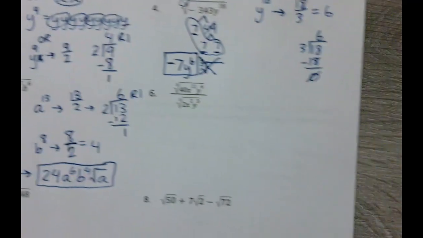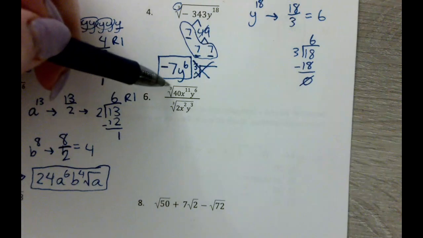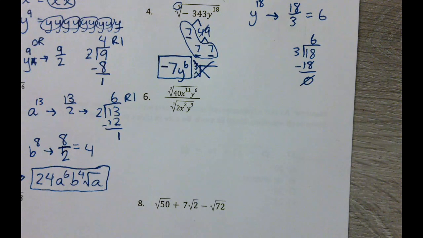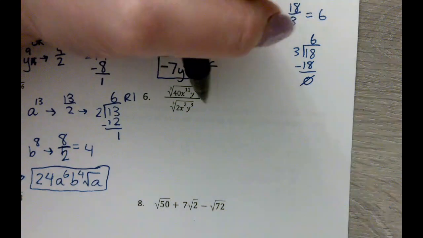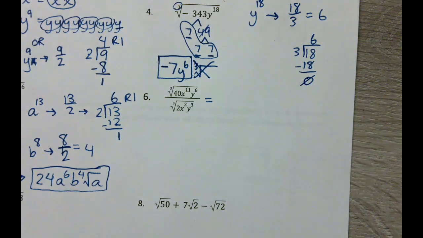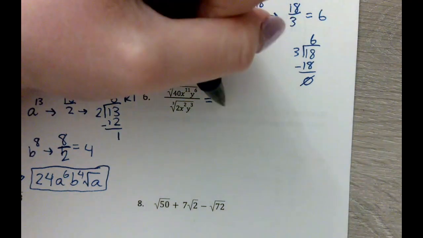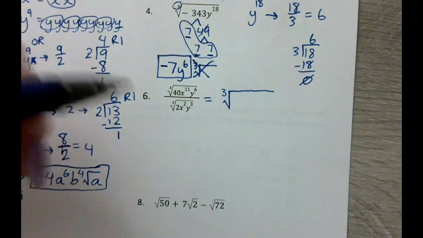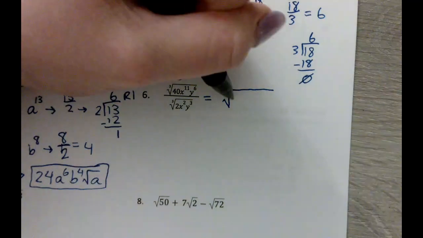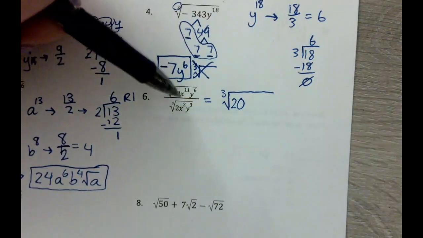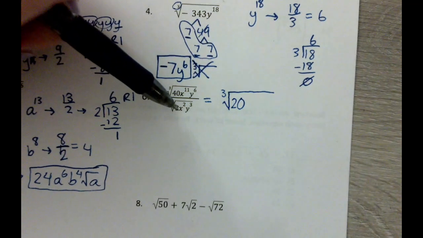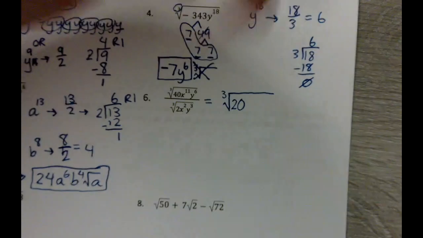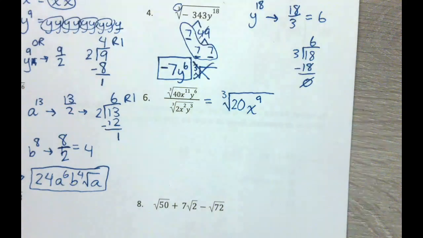Okay, number 6, we have division. Make sure that these radicals are the same. They are both a cube root, so I can divide them. And please do that. Go ahead and divide. Get one radical, then break that down. So I've got a cube root. 40 divided by 2 is 20. X to the 11th and then x to the 2nd. When you divide the bases, you subtract the exponents. 11 minus 2, that's just 9, so x to the 9th.